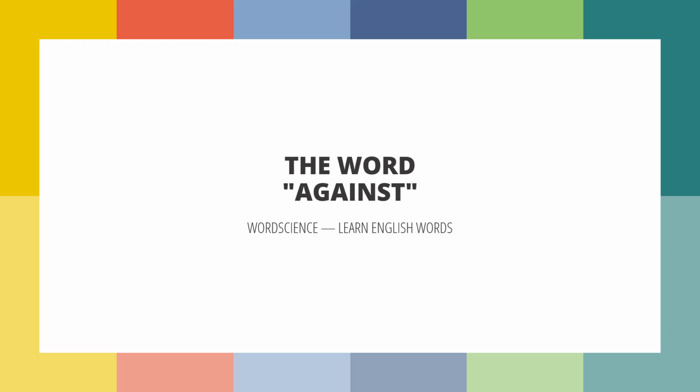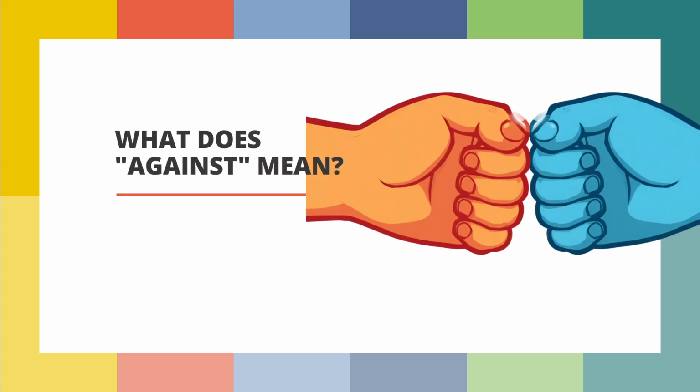This word is very useful and we use it every day. Let's discover what it means together. The word against has many meanings. It can mean touching something. It can mean opposite. It can mean not agreeing. Let's look at each meaning carefully.